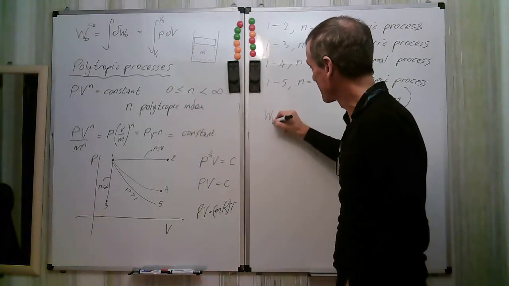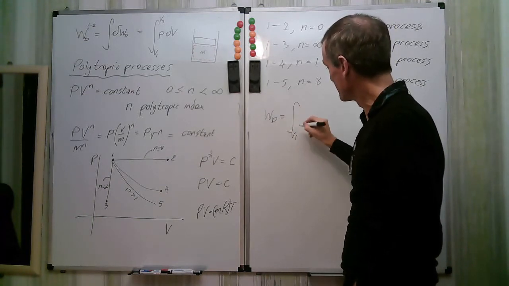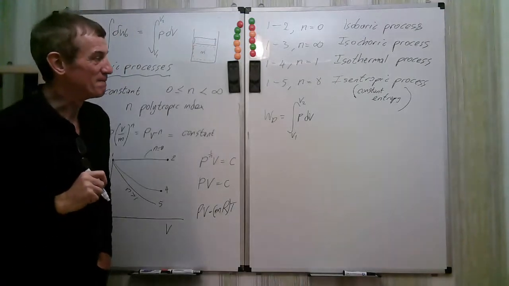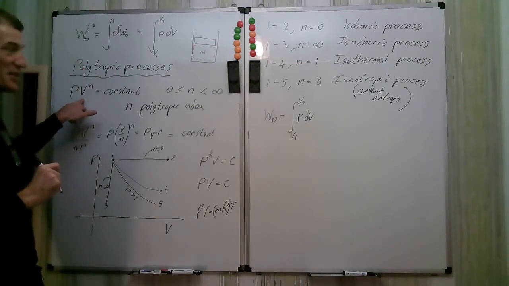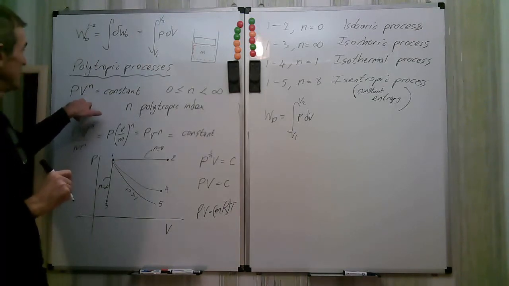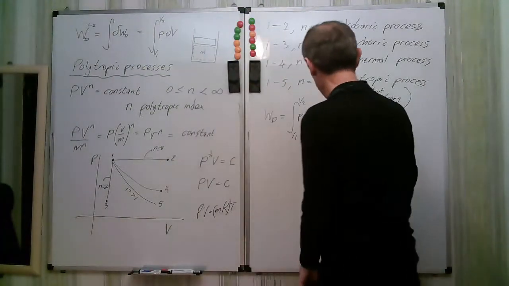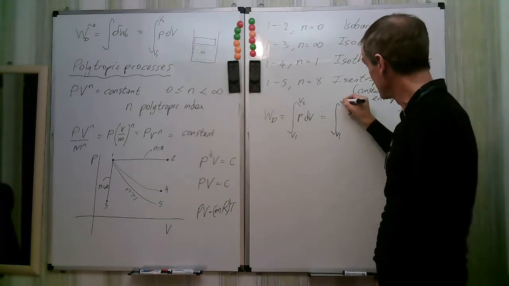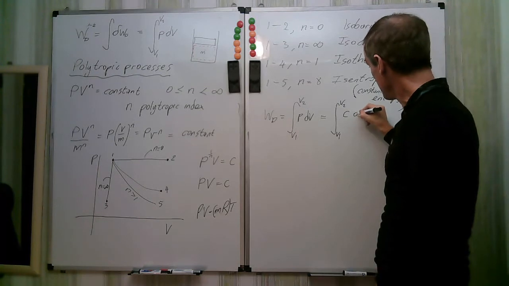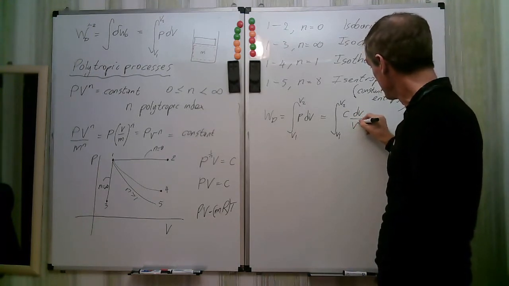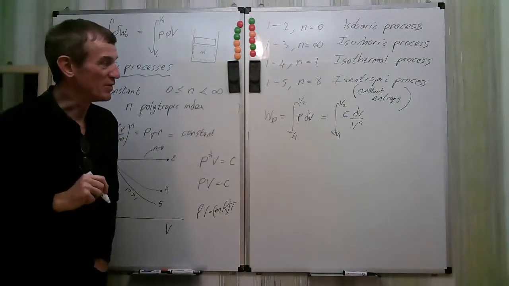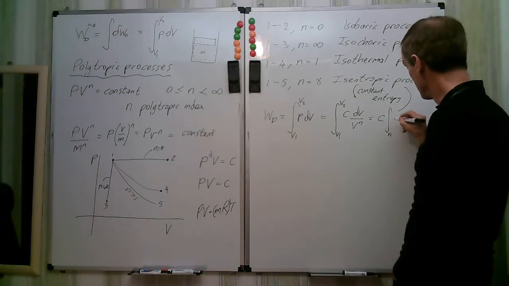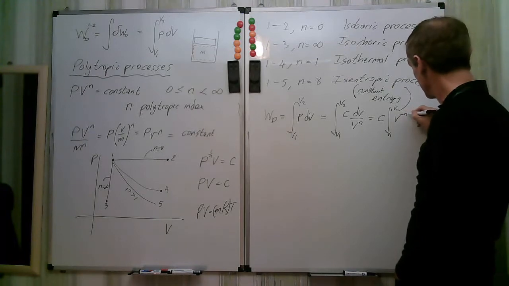So W_D then is equal to the integral between V1 and V2 of P dV. So that's displacement work. And pressure, we're saying, follows this particular rule. So let's call PV^n equal to a constant C, and let's substitute that in there. Taking the V to the other side, what we've got is C times the integral from V1 to V2 of dV over V^n. Or you can just write it as, the C essentially comes outside the integral, so it doesn't have any effect, the integral from V1 to V2 of V^(-n) dV.